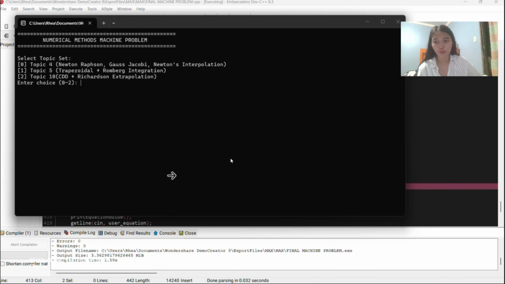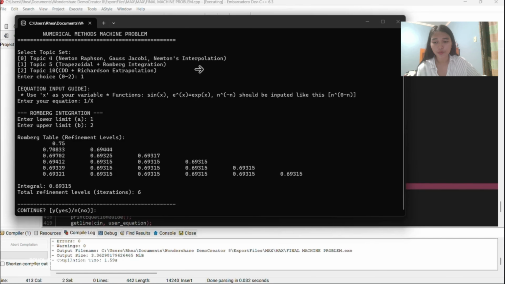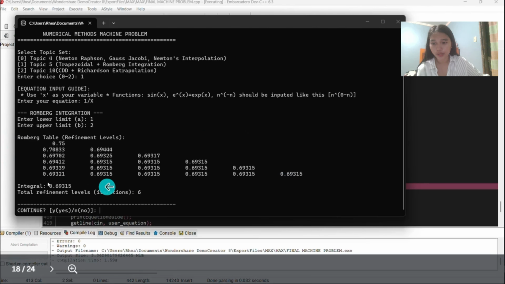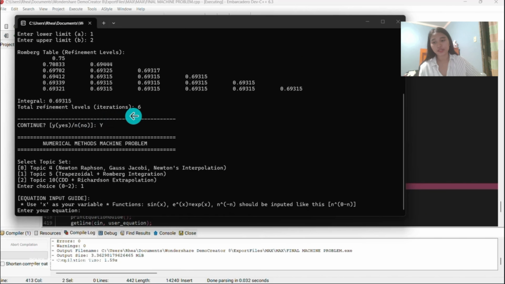We need to input one, since topic 5 is 1. Input 1 and enter your equation, which is 1 over x. And we need to enter the lower limit. As I remember, the lower limit is 1 and the upper is 2. So as you can see, this is the table here. And this is the integral, which is 0.69315. And the total refinement level of iteration is 6.